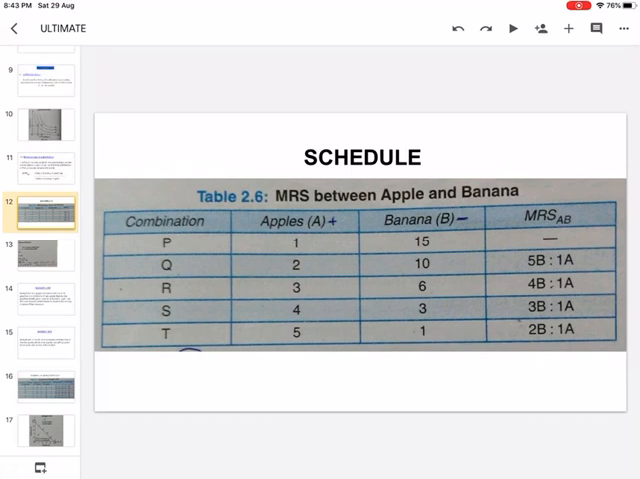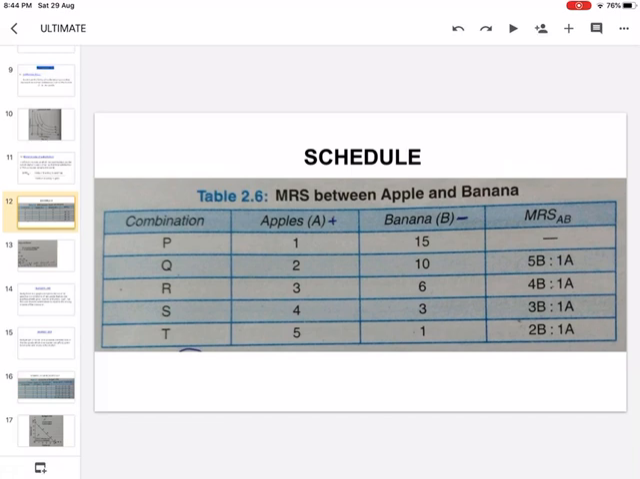See, so MRS between A and B is given here. You have different combinations P, Q, R, S, T, then you have apples and bananas, A and B. And the last column is important, the marginal rate of substitution of bananas by apples. So what we find here is that in the different combinations, remember the satisfaction is the same, and he is getting 1 unit extra of apple in each successive combination, and in the process he's sacrificing certain units of bananas to remain on the same level of satisfaction.